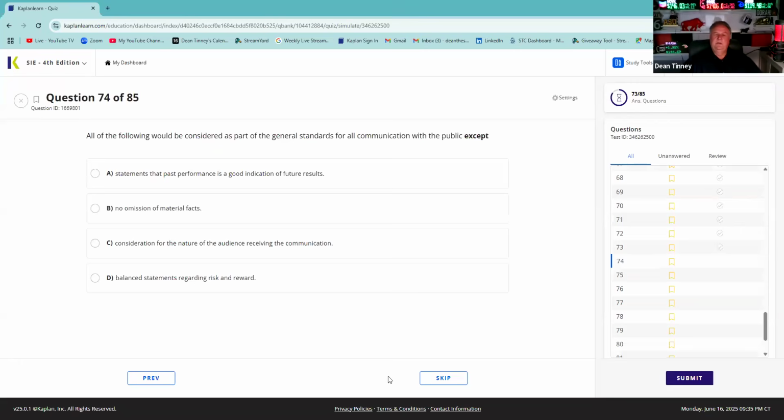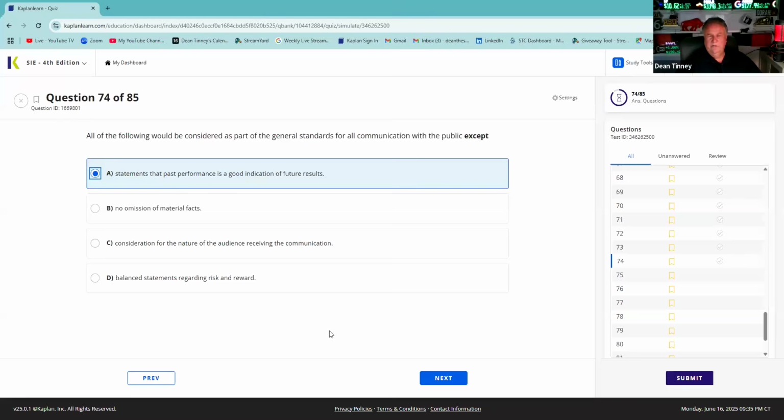All the following would be considered part of the general standards for all communications with the public, except... The future results is not. Yeah, we say my crystal ball is broke. I don't know anything about the future. Past performance is not indicative of future results.